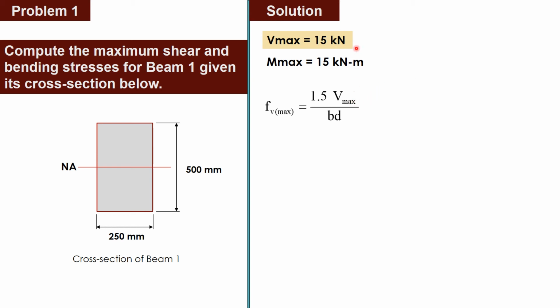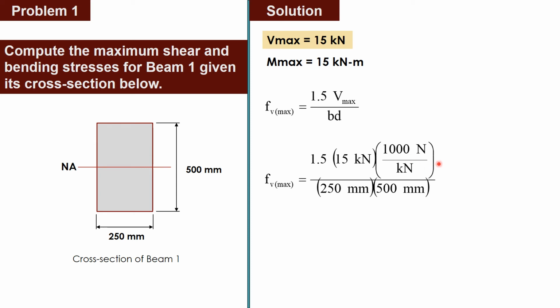So, here our maximum shear is 15. Then, our b is 250 and our d is 500. To get megapascals, I converted the kilonewtons to newtons. So, we have 1.5 times the maximum shear value over b times d. If you compute that, we will have 0.18 megapascal for the maximum shear stress.